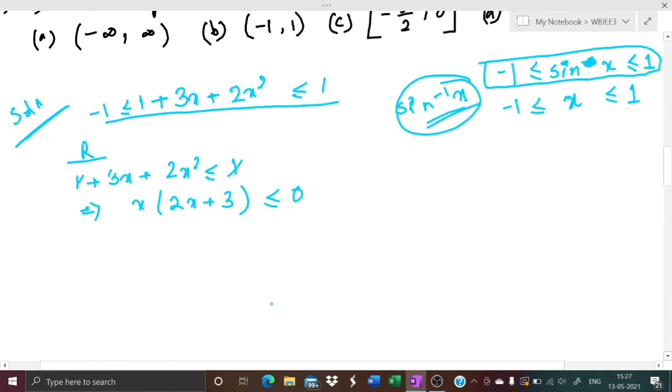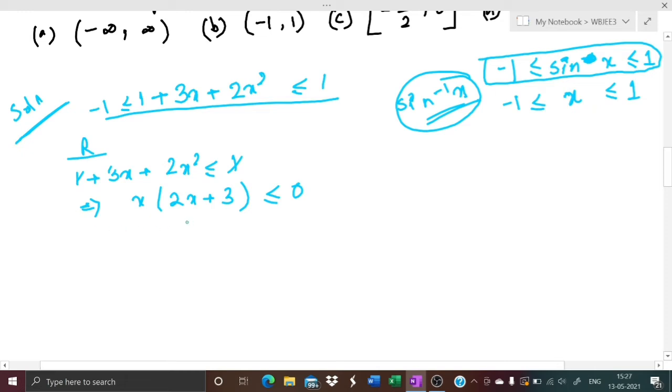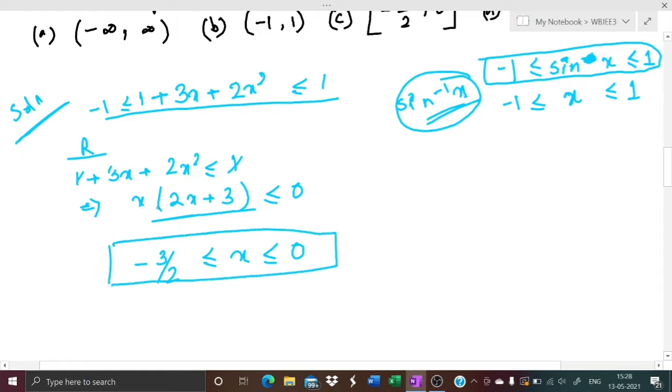Fine. Now, by the wavy curve method, and since you have solved a lot of questions, I don't need to apply the wavy curve. Just by seeing, you can see that the value of x would be between -3/2 to 0. Because this is only a multiplication of two functions, you can just say it like this. You don't have to draw the wavy curve.